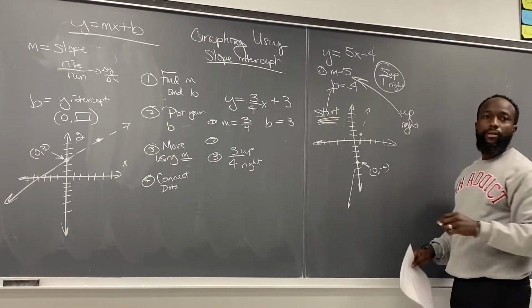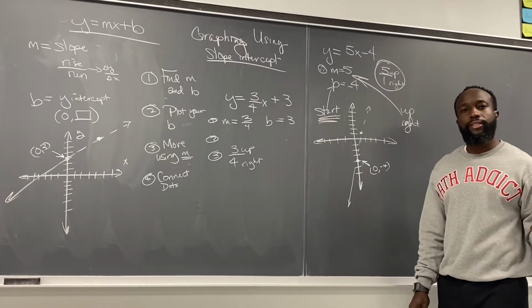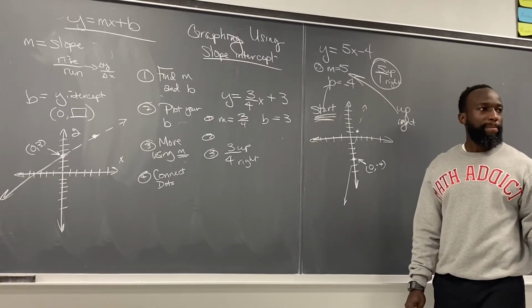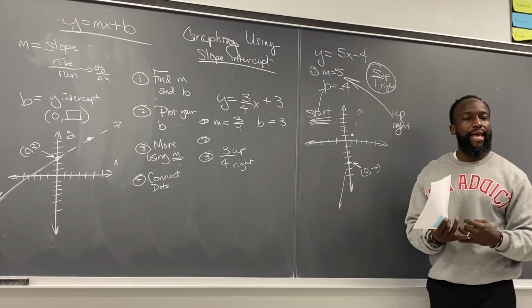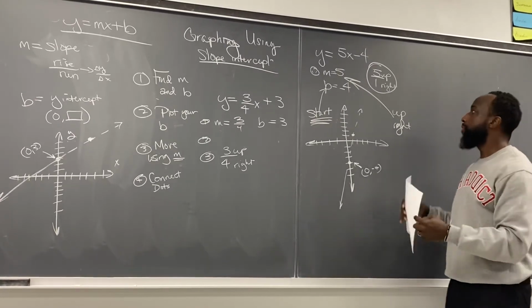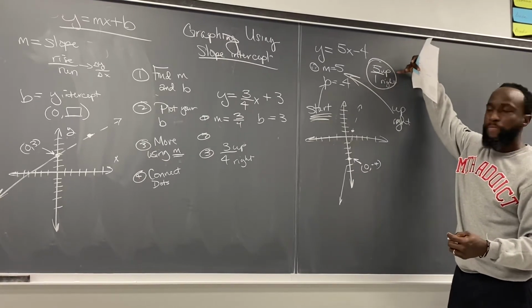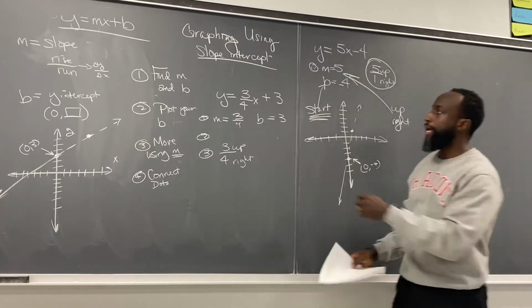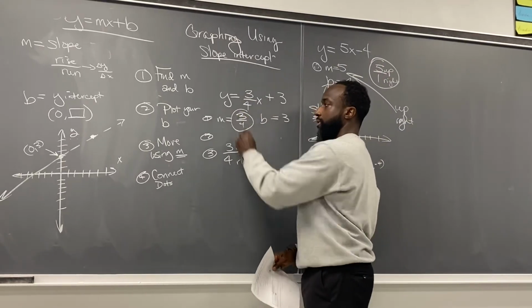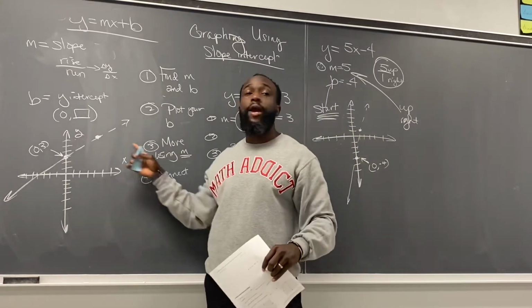But where did you get the 1? Where did I get the 1? I just rewrote 5. I made 5 a fraction. When you have a whole number, it's understood that there is a 1 underneath it, right? So I made 5 a fraction. That means I went up 5 to the right 1. That's it. So here, our slope was positive 3 over 4, so it went up 3 and to the right 4.